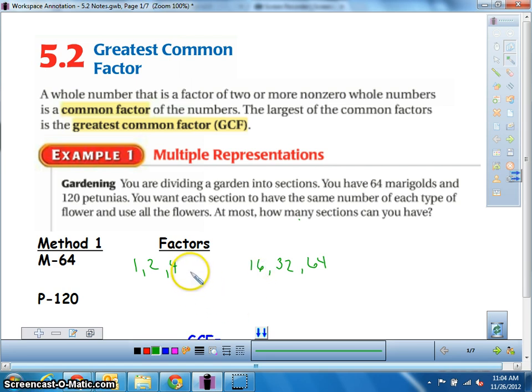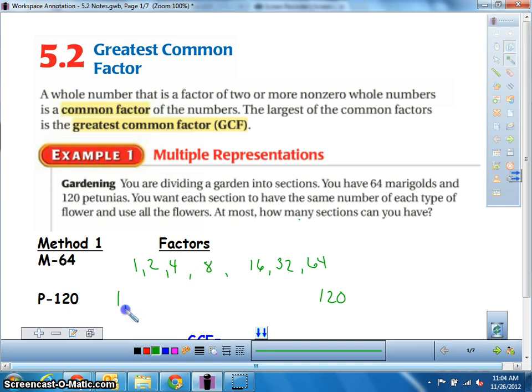5 doesn't work. 6. Does 6 work? Well, no, we have to have 2 and 3 here, so 6 doesn't work. 7, nope. 8 times 8 is 64. Perfect. So we have 1, 2, 4, 8, 16, 32, and 64. So now we need to do the same thing with 120. So we've got 1 and 120.